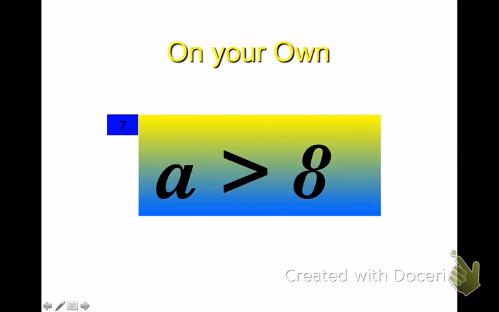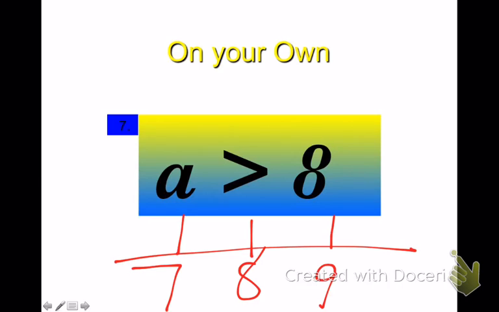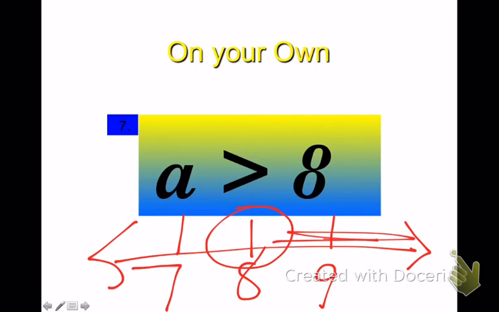And I think you actually have more on your paper, but I'll say you're good as long as we do this last one here. So I am going to leave my circle open because 8 is not equal to A. A is anything greater than 8, so I'm going to shade to the right where all of my numbers are greater than.